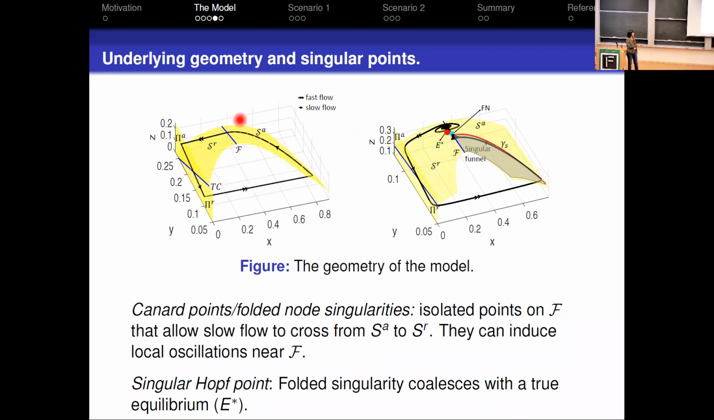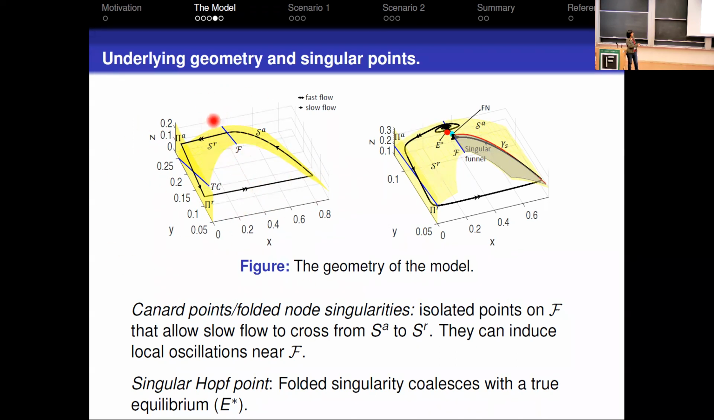And then we have our fast flow denoted by double arrows over here. The fast flow is either directed towards or away from the critical manifold, and the slow flow is restricted to the critical manifold, which is denoted here by a single arrow. The two pieces of the critical manifold meet along this line, which we denote by TC, and that's where a transcritical bifurcation of the fast system happens. And this curve F is the fold curve, where we have a saddle-node bifurcation of the fast system. So this is our underlying geometry in the singular limit.